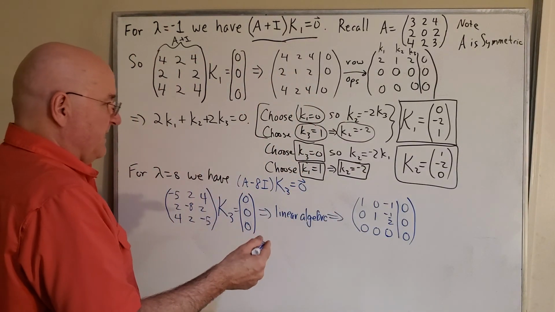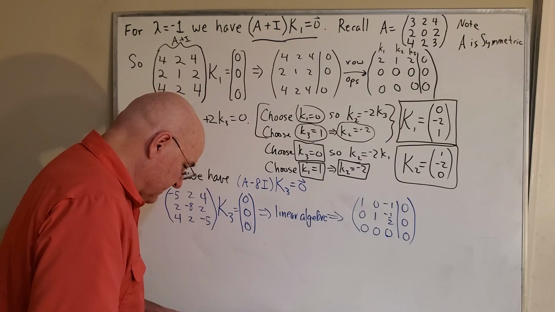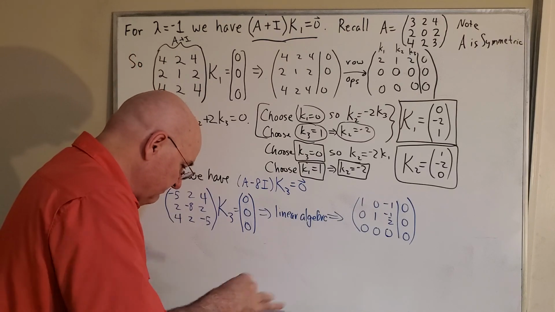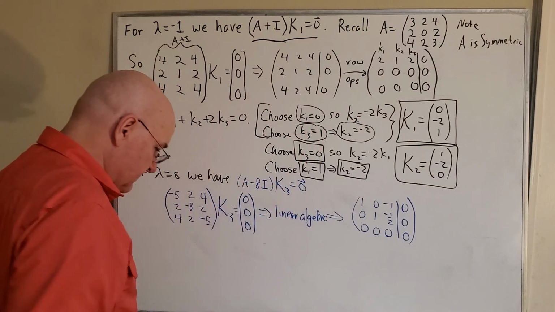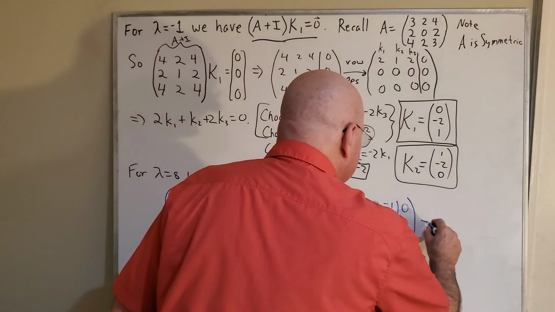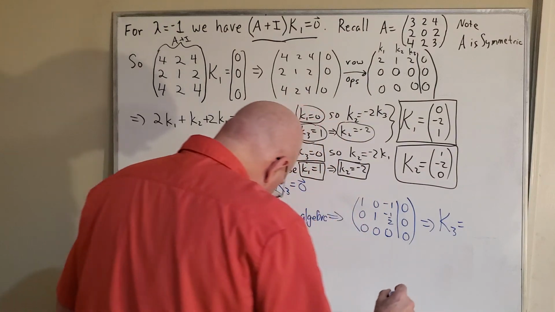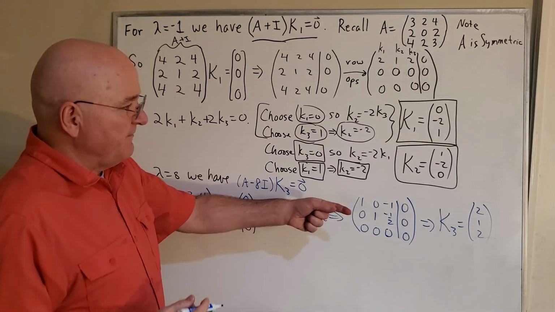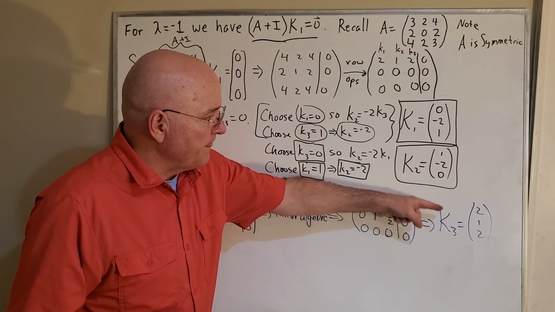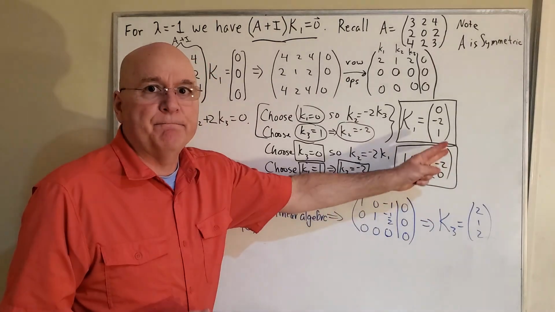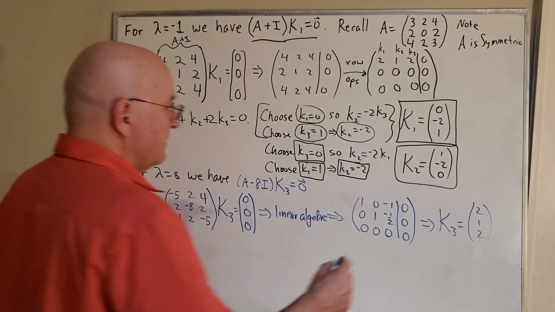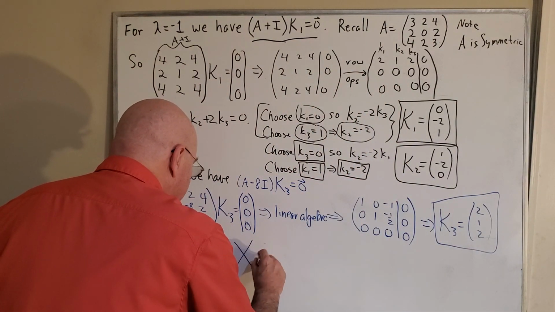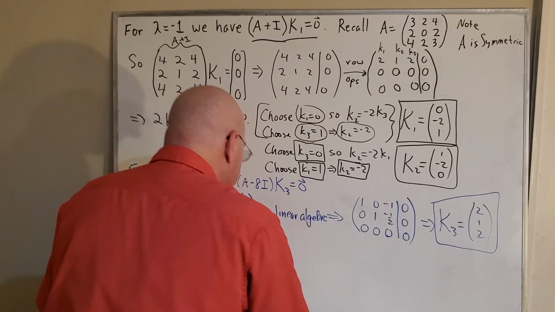So from that, you end up getting some eigenvector, and it turns out that the one I chose, I started off by saying choose K3 to be the number 2. After I worked out some stuff like this, I ended up with K3 equaling 2, 1, 2. You might have done it differently, and you might have come up with K3 being 4, 2, 4, or -2, -1, -2, some multiple of that.